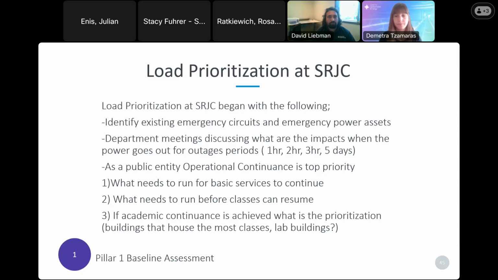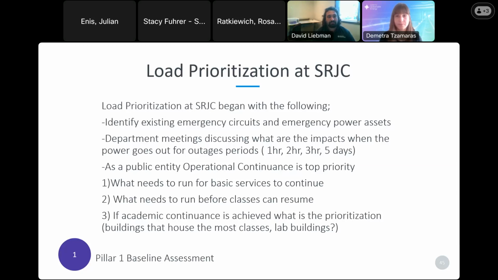And so unlike other entities where the loss of load value can be easily correlated to a loss in production or a loss in revenue, as a public entity in a community college, our load prioritization and our loss of load value is significantly more complicated. And so we would have meetings with departments where we would know that, okay, this building has these assets.